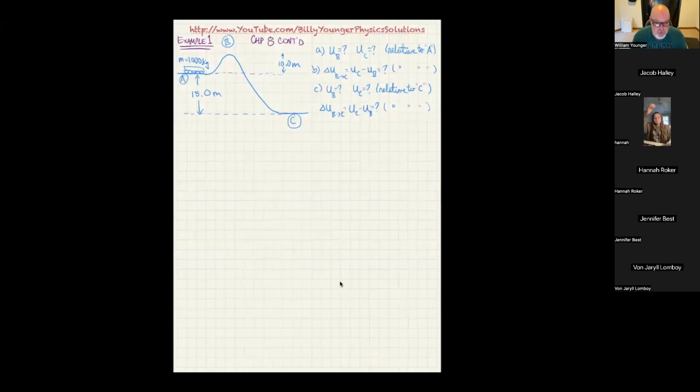So the first problem I'm working here is we're going to imagine a roller coaster. The roller coaster has a 1,000... Okay, so in other words, I'm saying it's 1,000 kilograms is the mass.